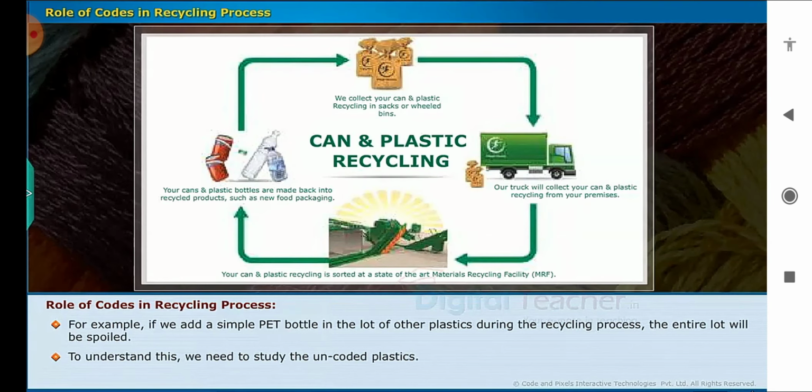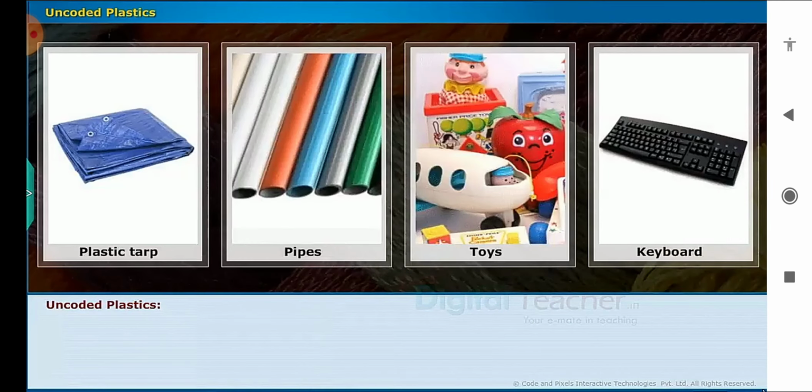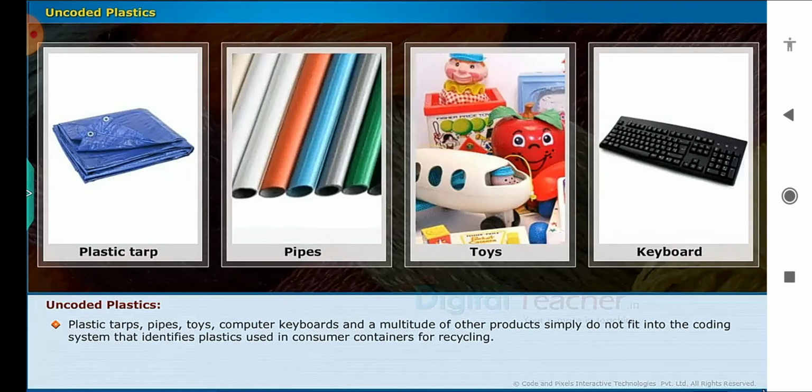To understand this, we need to study the uncoated plastics. Now, we can discuss what are uncoated plastics. Plastic tarps, pipes, toys, computer keyboards, and a multitude of other products simply do not fit into the coding system that identifies plastics used in consumer containers for recycling.